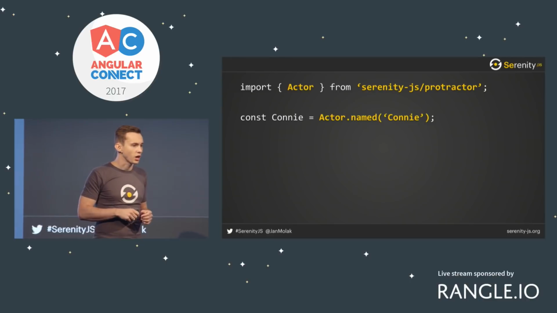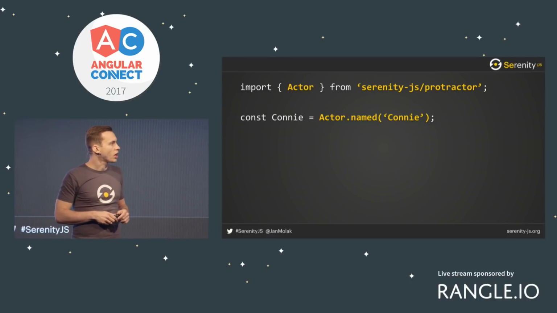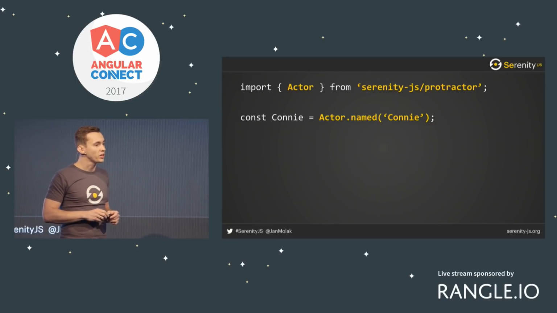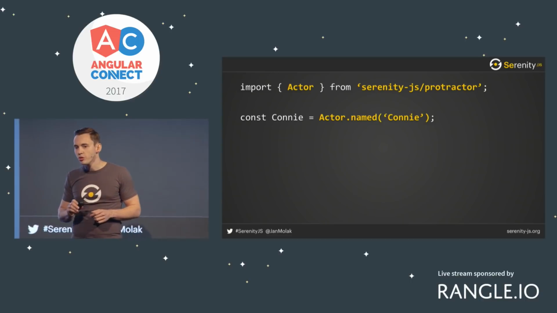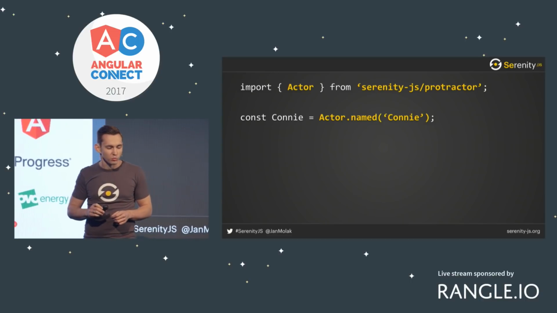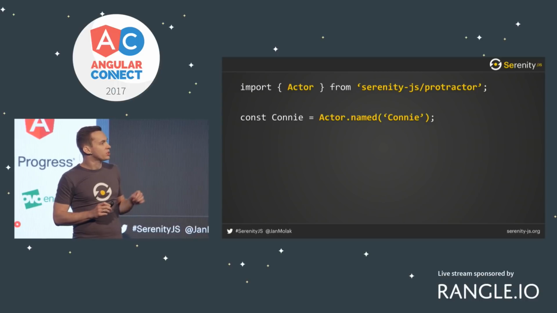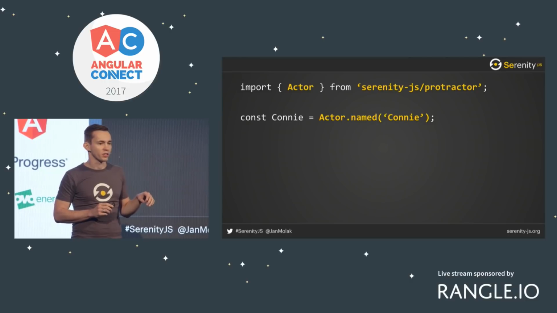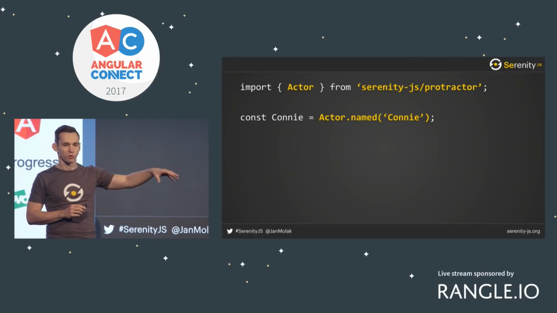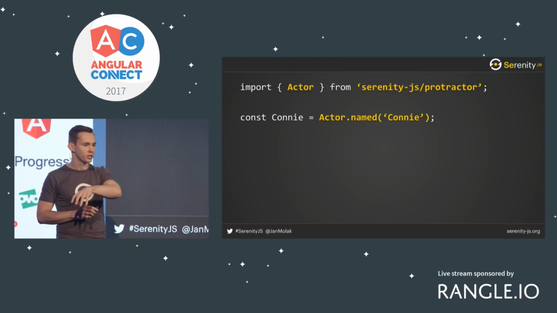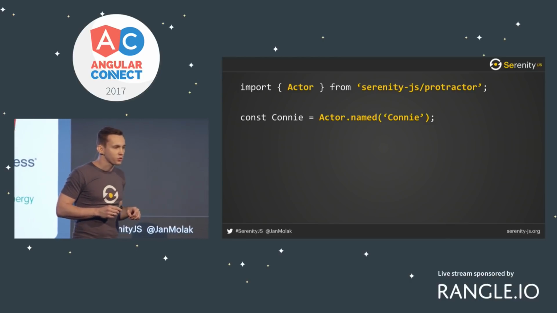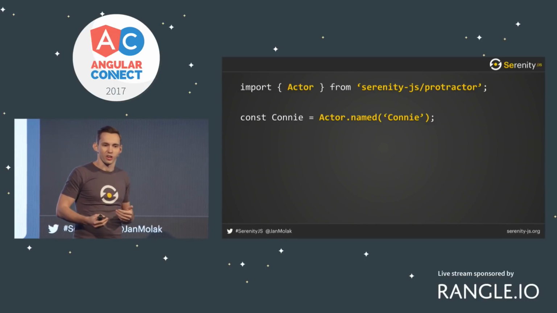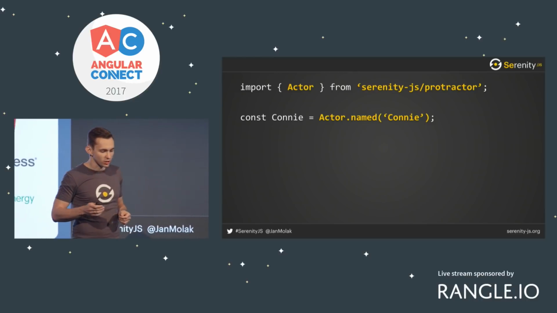So how do we create an actor? Again, we grab the actor class from Serenity.js, and we instantiate the actor, giving them a name. Now, there's a good reason for giving our actors meaningful names. First of all, this helps us to marry up the UX personas with our acceptance tests. So we have a nice link from UX stories and UX profiles, workflows, into our development and testing. But research also shows that giving actors names makes us empathize with our users a little bit more. Sounds great, so let's do that.